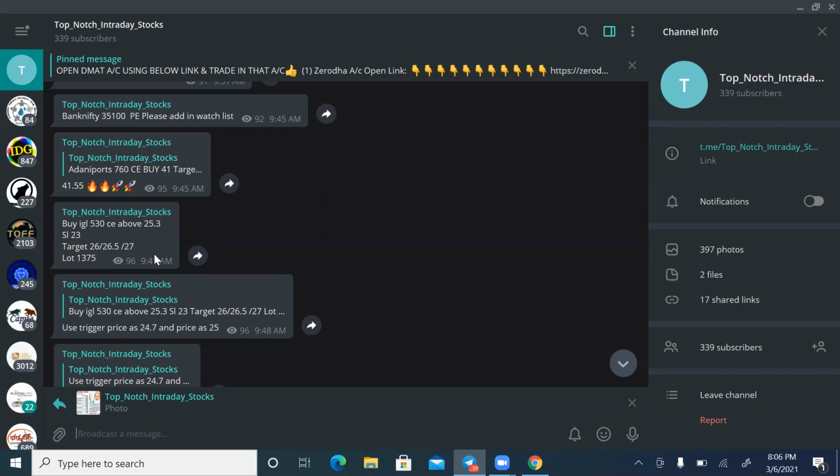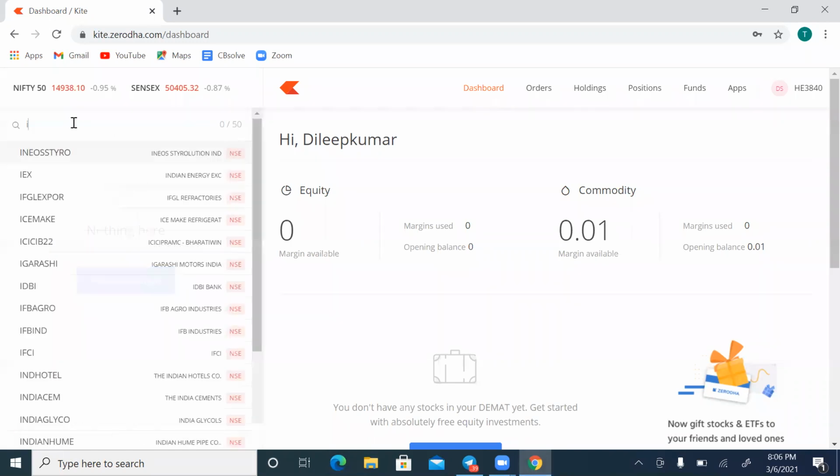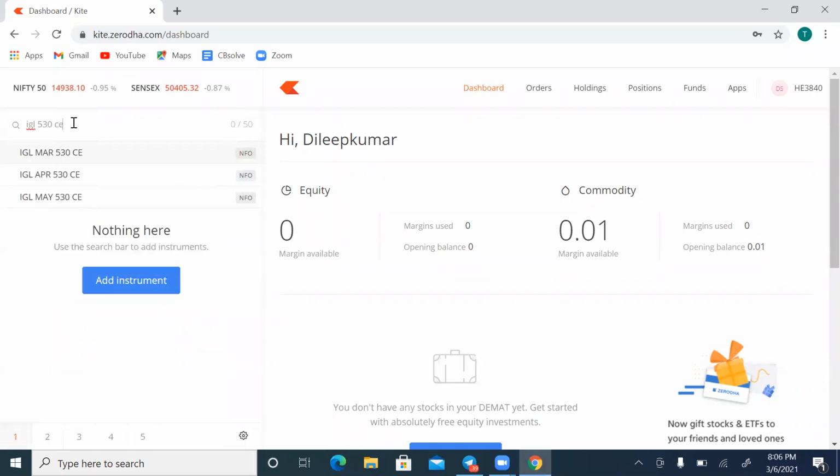So I'll tell you how to place the trade when you get this particular information on the channel. As soon as you get this message, you have to immediately place the order and wait till it gets triggered. Okay, so there is a way to place this order. I'll quickly walk you through. So that is IGL 530CE, right? So let me take this. I'm just adding it now.